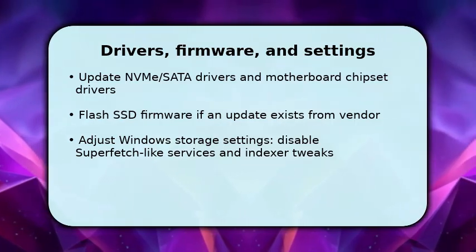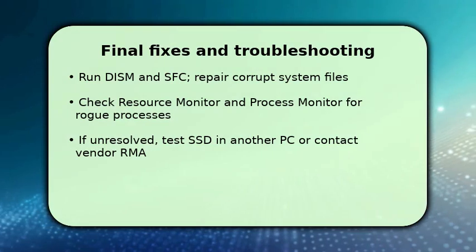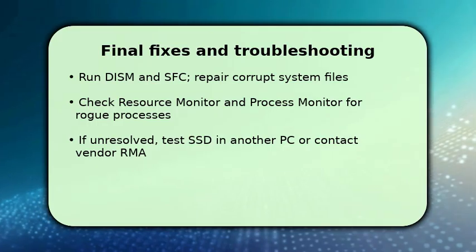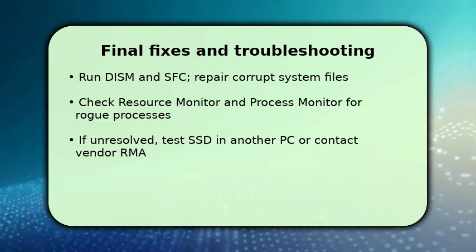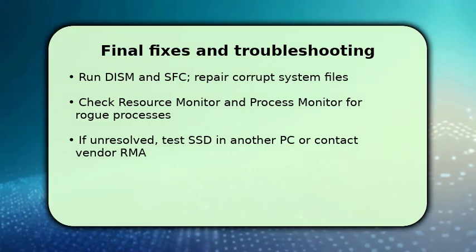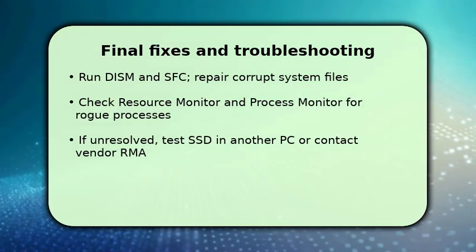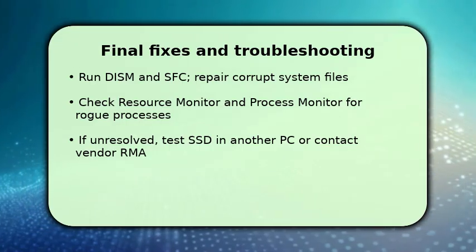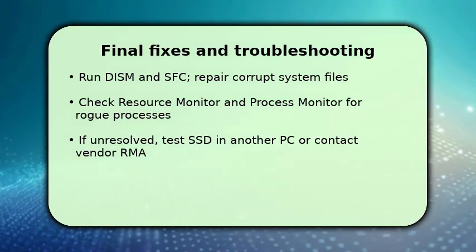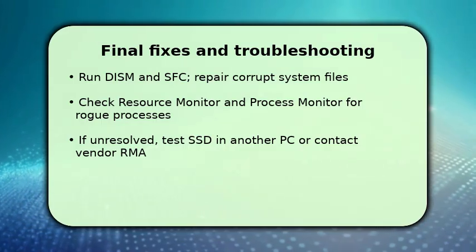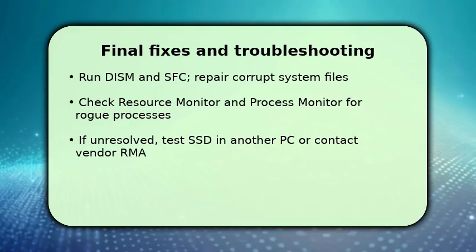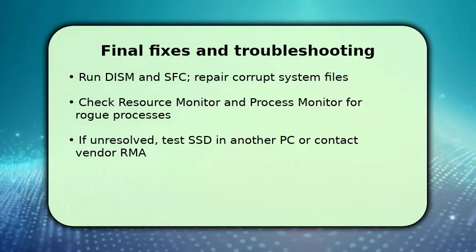Run DISM and SFC to fix corrupt Windows components that can trigger repeated disk access. Once they complete, reboot. Use Resource Monitor and Process Monitor to trace which process is causing 100% usage, then disable or uninstall that app. If the SSD still shows abnormal usage, test it in another machine to isolate motherboard issues, and if it fails diagnostics, contact the manufacturer for warranty or repair.